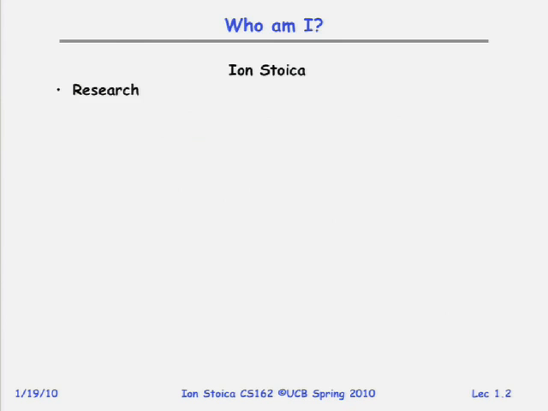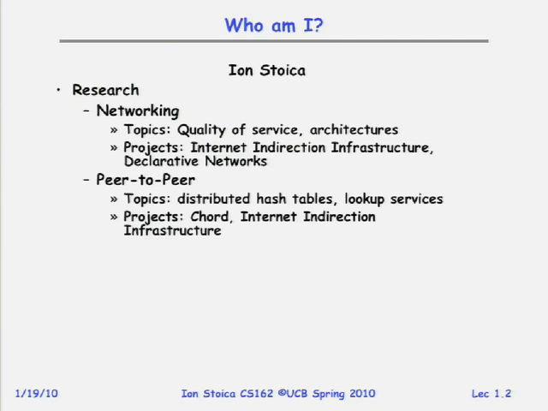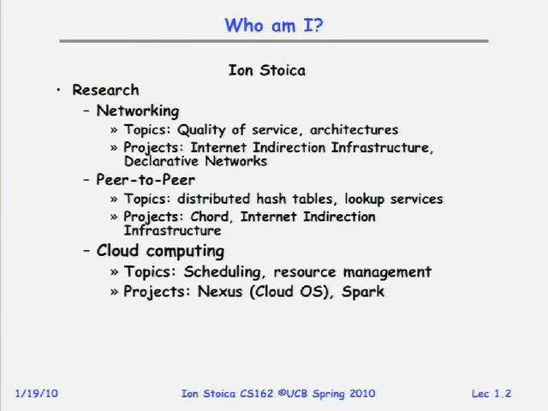Just to give you a little bit of background about myself, my research spans quite a bit of networking and distributed systems. I started with networking, working on quality of service and network architectures. Some of the more recent projects are Internet indirection infrastructure and declarative networks. Then I did some work on peer-to-peer networks. Some of the projects there are CORD, and again, Internet indirection infrastructure, which spans both the peer-to-peer and the networking research.